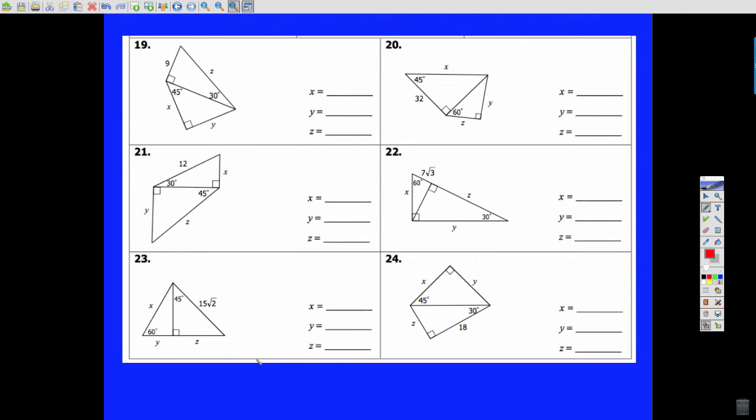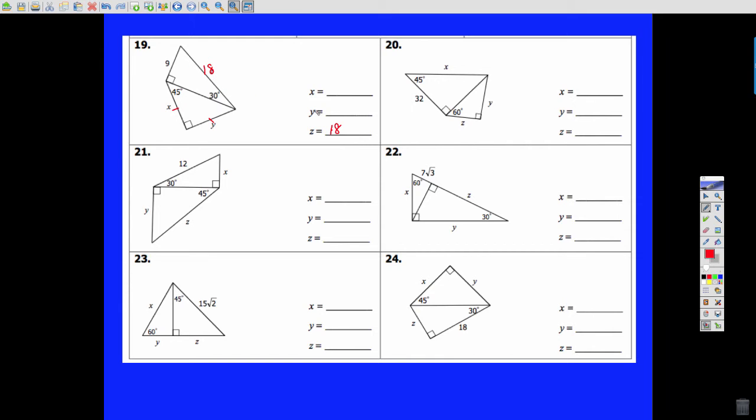Let's look at some of these. These are a little bit more complicated, but they're still the same thing. Let's see. I've got an isosceles right triangle here, 45-45-90 degrees, so x and y must equal each other. But it doesn't help me because I don't know x and y, and I don't know the length of the hypotenuse. However, in the right triangle up here, I have another special one, 30-60-90. In this case, I know my short leg. That's really wonderful, because if I know that, I know z, the hypotenuse, is 2 times 9, which is 18.